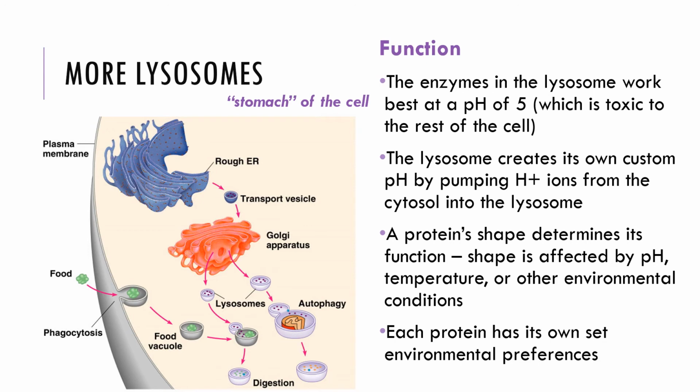So they work best at a pH of 5. This is highly toxic to the rest of the cell. It will create its own pH. It will actually lower the pH inside of that lysosome by taking hydrogen ions from the cytoplasm and pumping them into the lysosome itself. There's actually proteins in the membrane of the lysosome that help this happen. And the proteins inside the lysosomes are activated by this lowering of the pH. They don't take on the proper shape until there's more hydrogen ions inside the lysosome to activate them and turn them on.